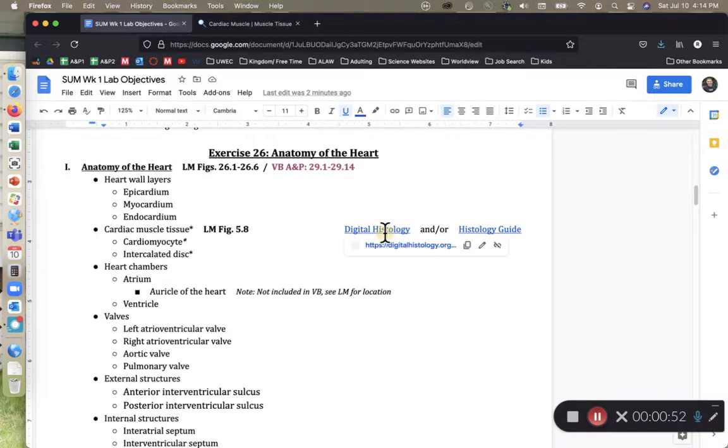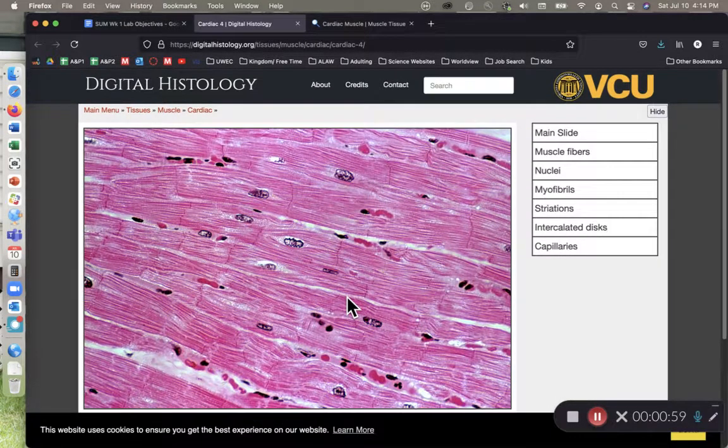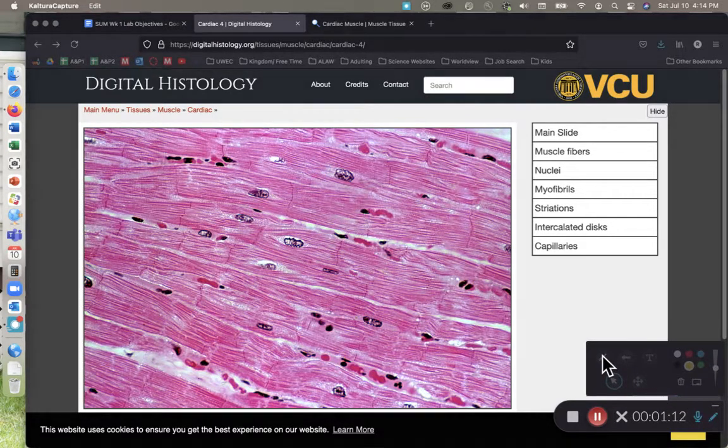If I go to the digital histology site, just to show you the same thing, but from a different photomicrograph. This is another very representative view. So you can see how there's branching of the cells. And I'll admit, I struggle with seeing the mild striations, but you can probably see as you look at this.